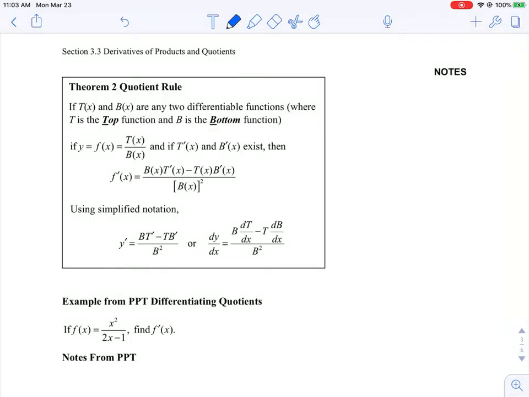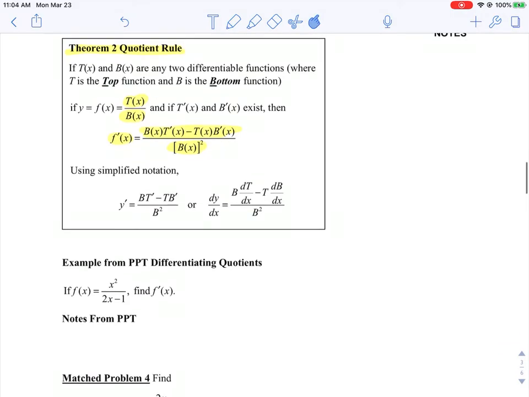Part 2 of 3 on derivatives of products and quotients is going to be just on the quotient rule. We want to look at our quotient as being a top and a bottom. And the derivative of our quotient is the bottom times the derivative of the top minus the top times the derivative of the bottom, all over the bottom squared.